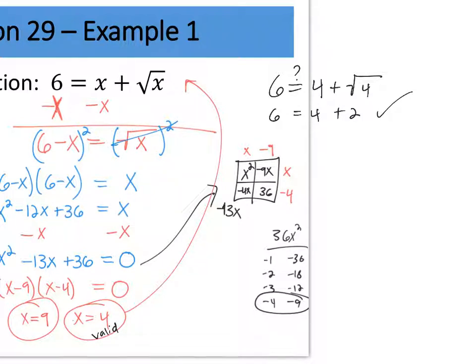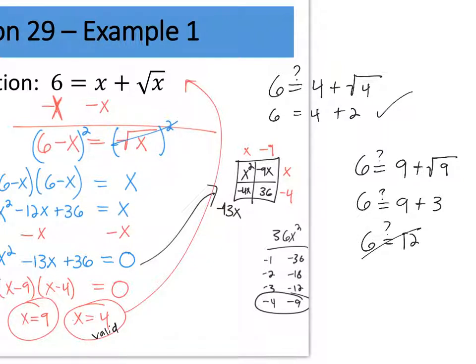And we're going to check 9. Does 9 work? So is 6 equal to 9 plus the square root of 9? So is 9 an answer? 9 plus the square root of 9 is 9 plus 3. Doesn't look like it. That's 12. No, so the 9 is not valid.